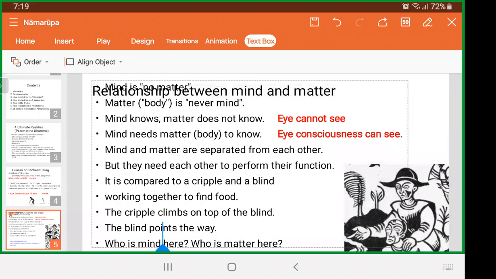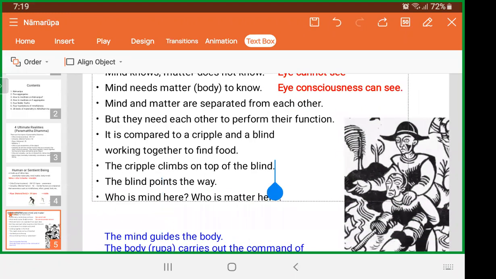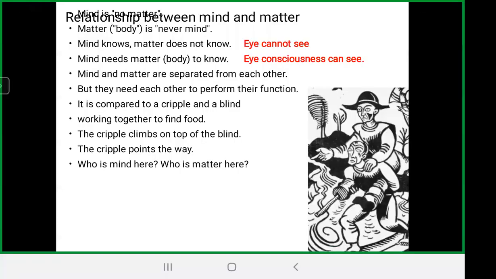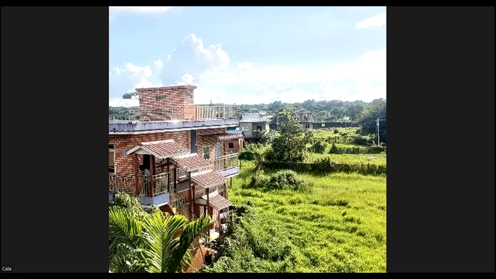Okay, so the cripple will climb on top of the blind man. The blind man cannot see, so the cripple will point the way, right? So it's like this. The cripple will point the way, and then the blind man will walk.